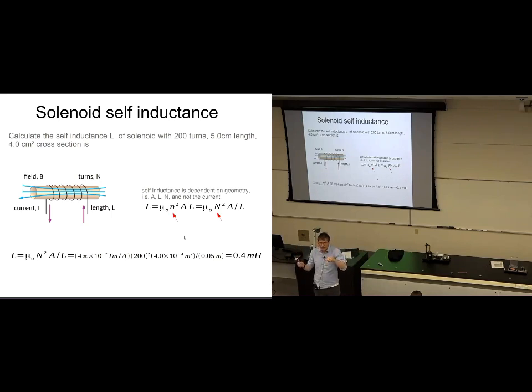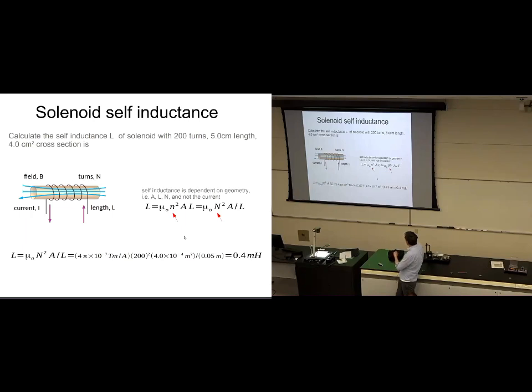N lowercase would be the number of turns per unit length. You'd have to divide the uppercase N, the number of turns, by the length of the solenoid to get the lowercase n, the turns per unit length. But anyway, I told you the number of turns. I told you the length of the solenoid also. That's the uppercase L in these equations. I told you the cross-section of the solenoid. And so you could go ahead and calculate the self-inductance with this equation, and that's what I just did down here.